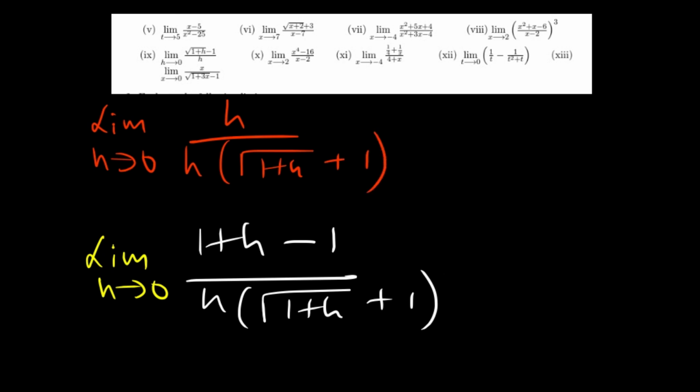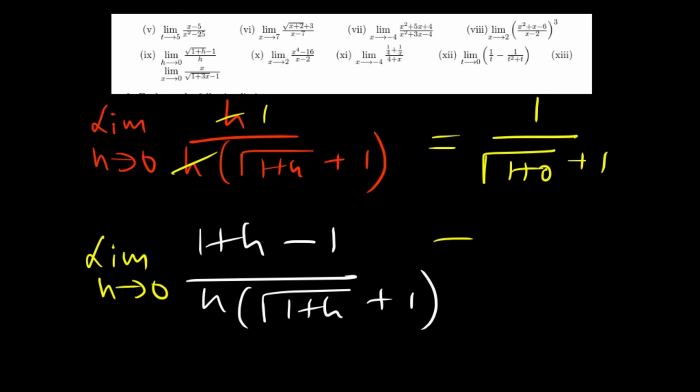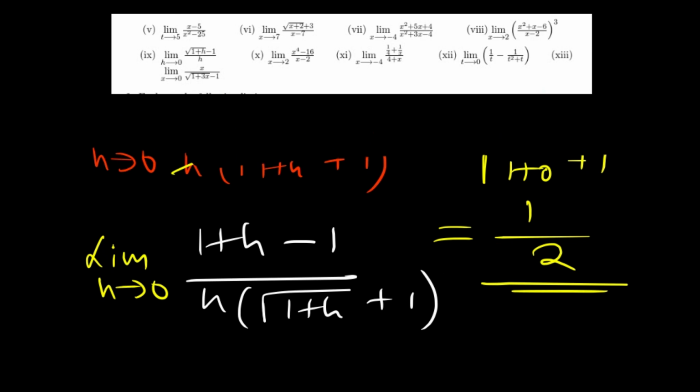So the h can divide clearly. So therefore you have 1 over root of 1 plus h plus a 1. Obviously you can plug in a 0 for h at this point. So therefore what you have is 1 over root of 1, which is a 1, plus 1, so that's a 2. So I have 1 over 2 as the result. So just multiply by the conjugate. I think at this point you should be able to answer the next question without any challenges.